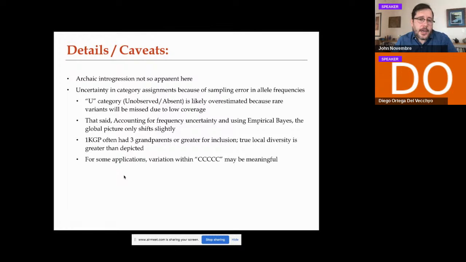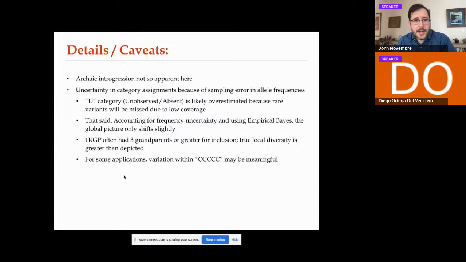The 1,000 Genomes Project had certain criteria for inclusion: you had to have three grandparents or greater from the local population to be included. So the true local diversity in any one of these places around the world is going to be greater than what's depicted.